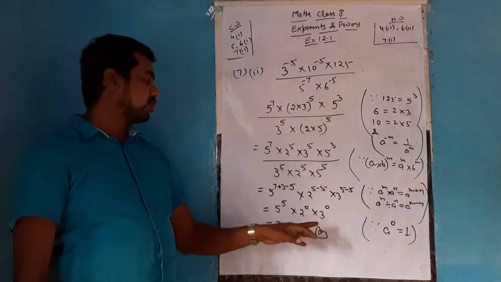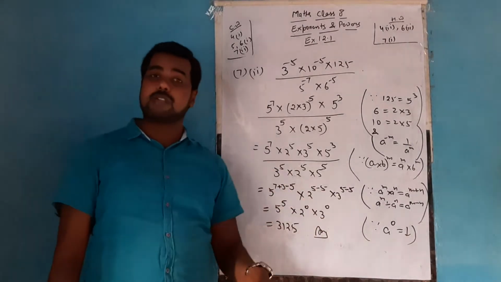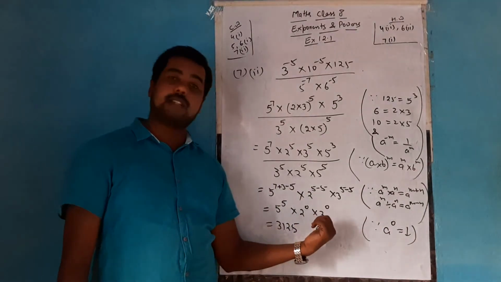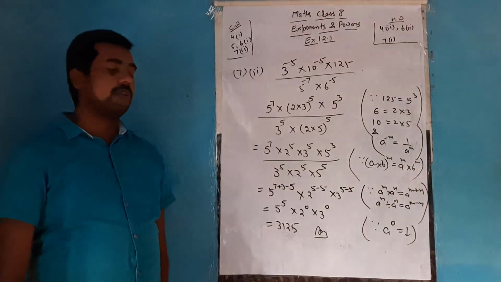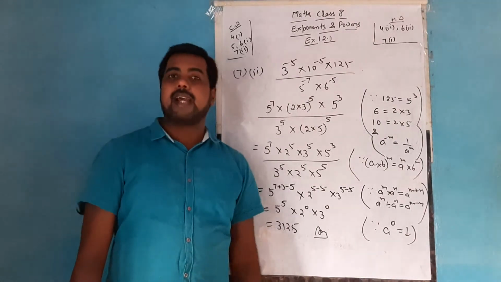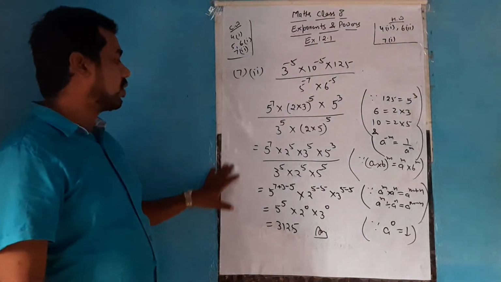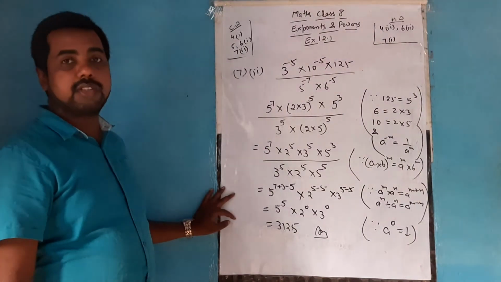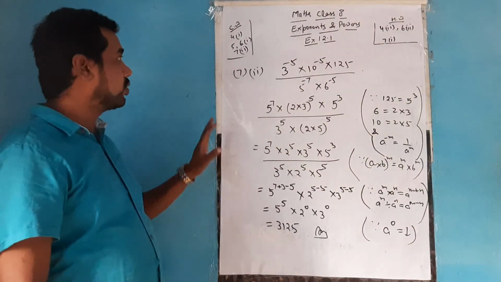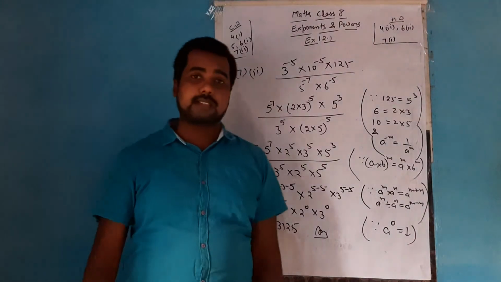2 power 0, 3 power 0. Any number to the power 0 is 1. So the value of this is 1, this is 1. And 5 to the power 5 is 3125. And hence the answer is 3125. This is the answer of question 7, second part, which is the last question of the exercise. So this is all about the first exercise.